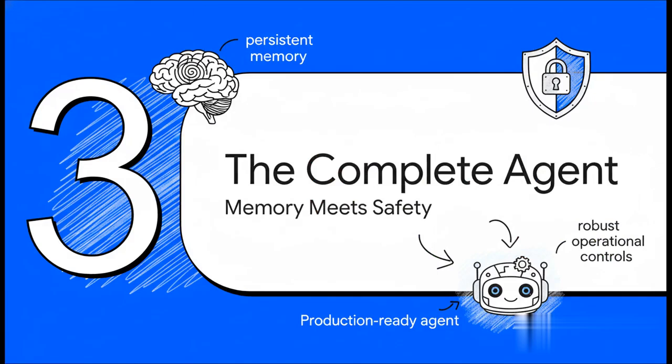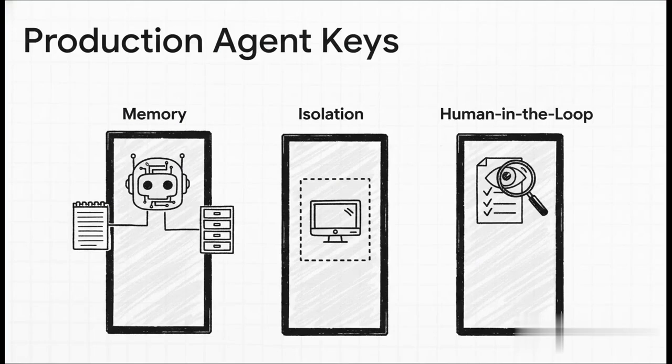So when you put it all together, combining memory and safety, you finally get the complete, production-ready agent. It's no longer amnesic. It's no longer reckless. Now it's a tool that is both incredibly smart and fundamentally safe. So let's just quickly recap the key takeaways here. For a real professional-grade agent, you need long-term memory to make it personal and short-term memory to keep it coherent. You must isolate all of its code execution in a secure sandbox. And finally, you have to enforce that human-in-the-loop workflow for anything and everything sensitive. These aren't just nice-to-haves, they are the absolute essential pillars for any AI system you want to trust.